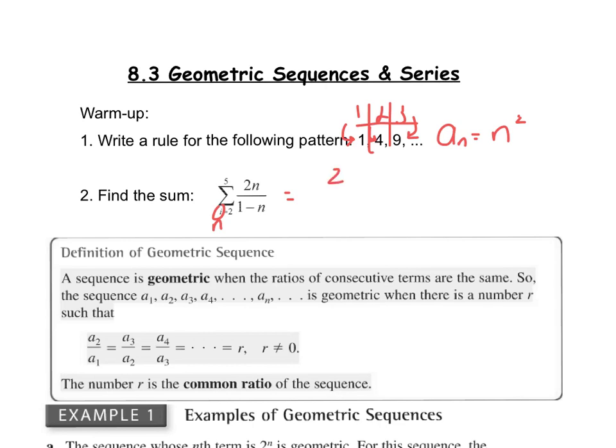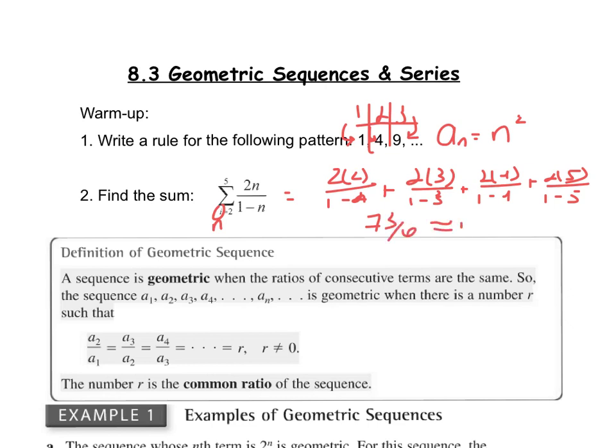So you have to plug in 2, and add, remember, because the sigma means sum: 2 times 3 over 1 minus 3. That was a 2, by the way. Then 2 times 4 over 1 minus 4, and 2 times 5 over 1 minus 5. Those are the only terms you have to plug in. When you put that all in, you get either 73 over 6 if you use a fraction, or about 12.2-ish. Just recognize that this pattern is neither geometric nor arithmetic.